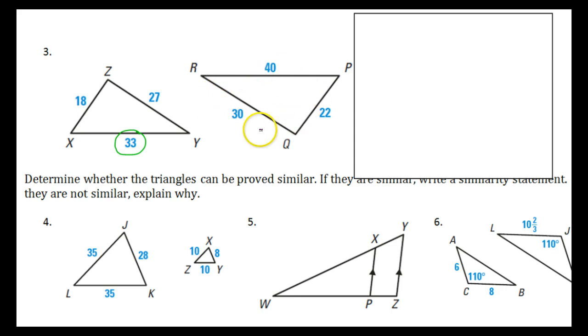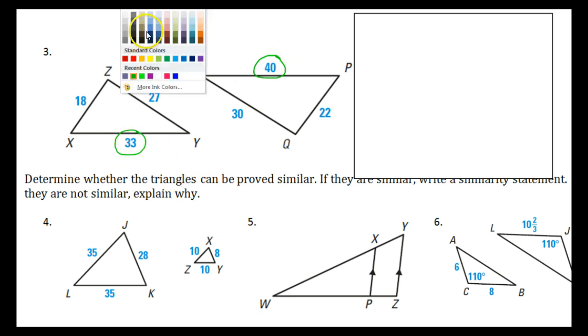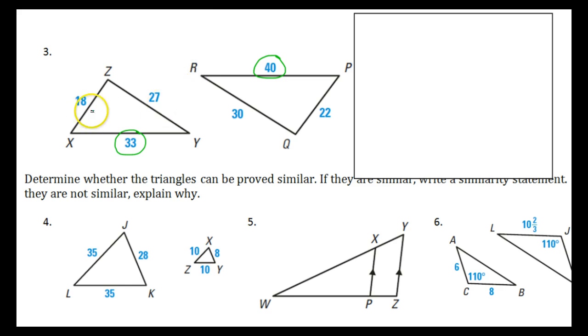Which one of these is the biggest of these 3 numbers? Well, that is your 40. So that's a way of knowing that those are going to be corresponding, biggest with biggest. Now let's skip to the smallest. Back here, clearly 18 is the smallest of the 3. And here 22 is the smallest. So those would be corresponding.